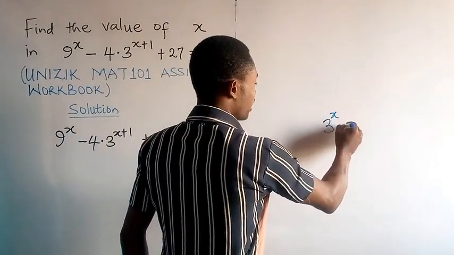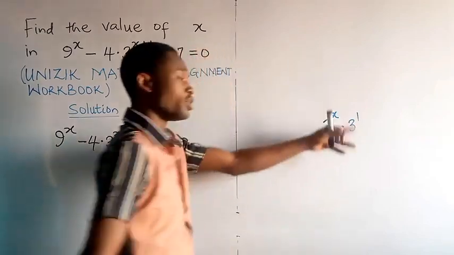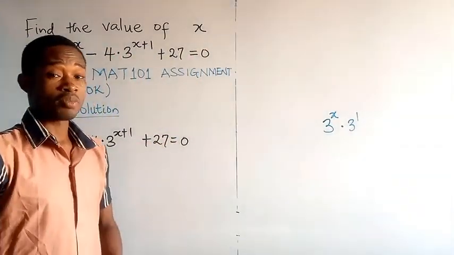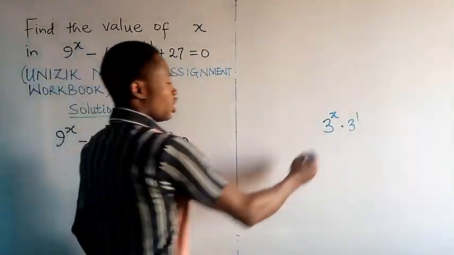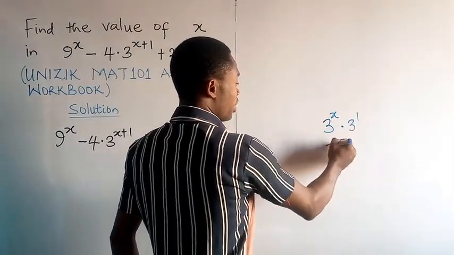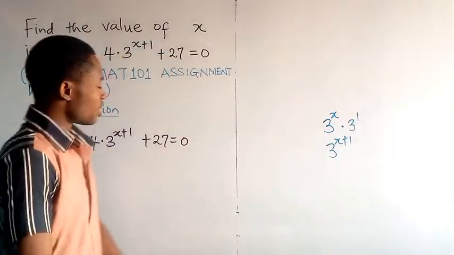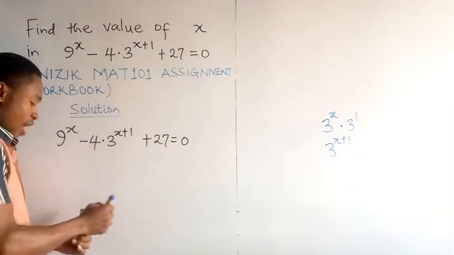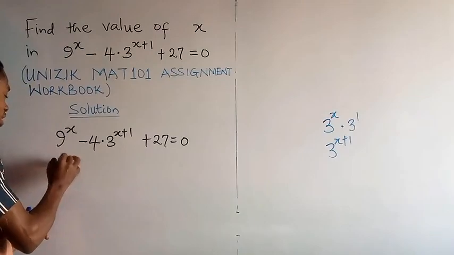3 to the power of x times 3 to the power of 1. Using the law of indices, multiplication law, we could obtain 3 to the power of, pick one of the bases and add the power. So that is actually how we obtain this. And for that reason, I am going to split this back.